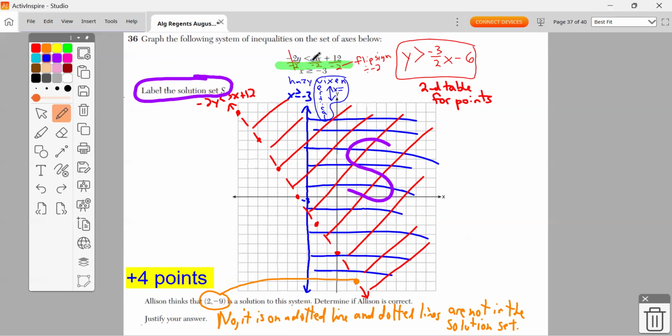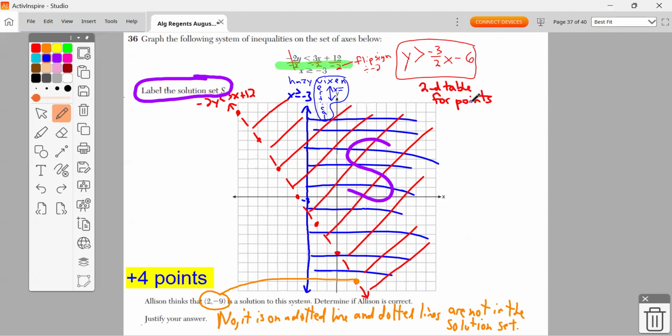Oh, sorry, this less than symbol becomes a greater than symbol. Sorry, I was looking at the symbol down below it. Less than becomes greater than. We have to flip the sign because you're dividing by a negative. So this becomes y is greater than -3 over 2x. You could change that to be -1.5 if you want to, minus 6.